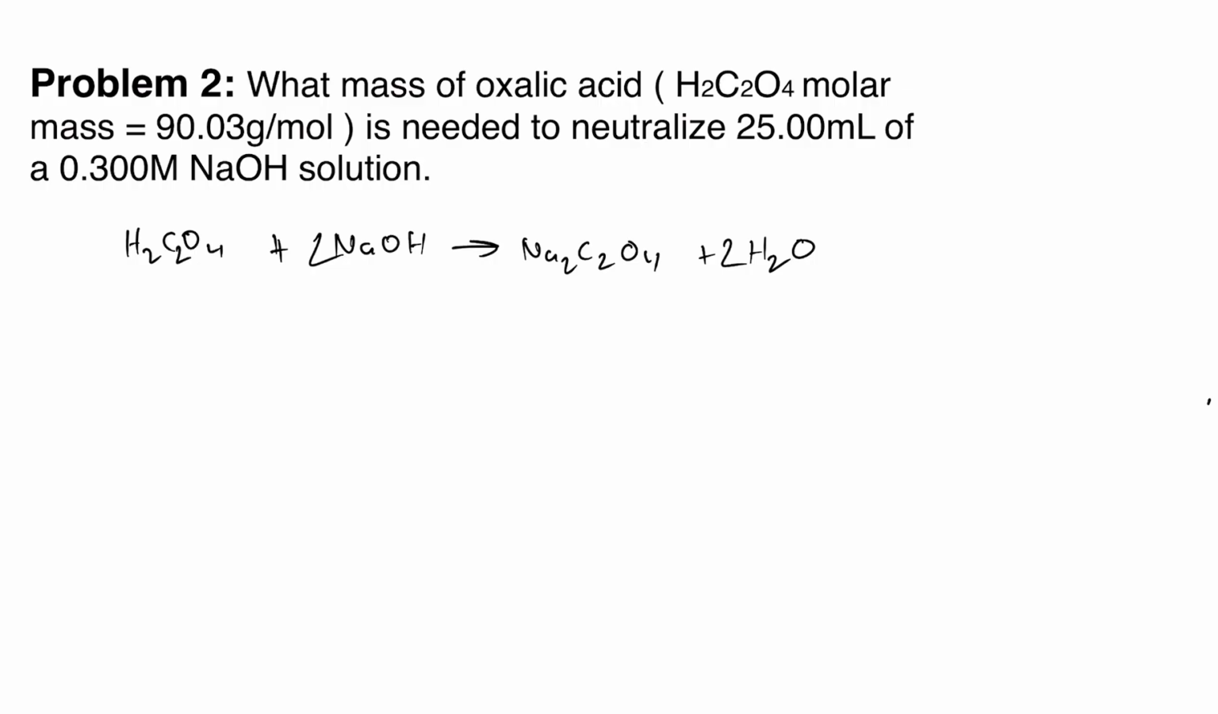And now we're going to start off with our liters. We're going to convert the 25 milliliters to liters, and so that's going to be 0.0250 liters times, we're trying to get moles of NaOH, so we're going to use the concentration 0.300 moles per liter of NaOH. We can see here our liters are going to cancel, and we're going to be left with moles of NaOH on the top. And then now we're going to use our conversion factor.